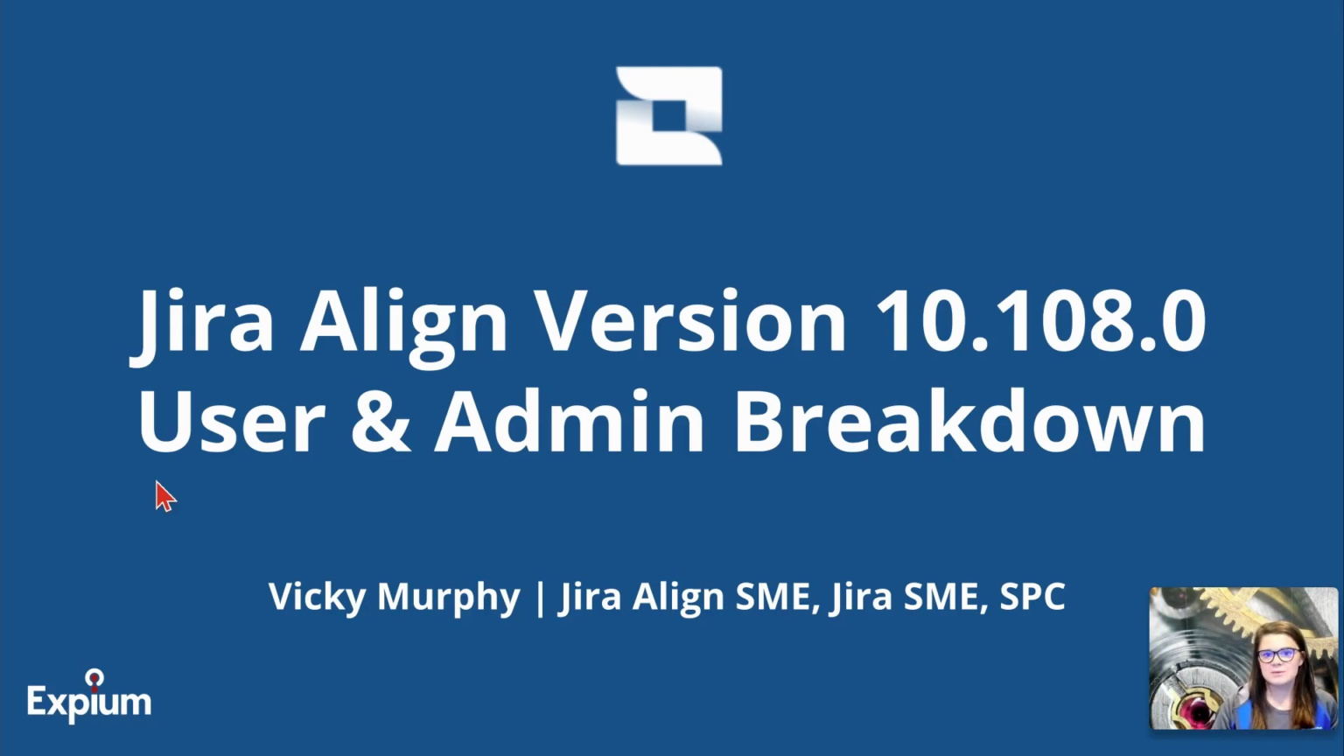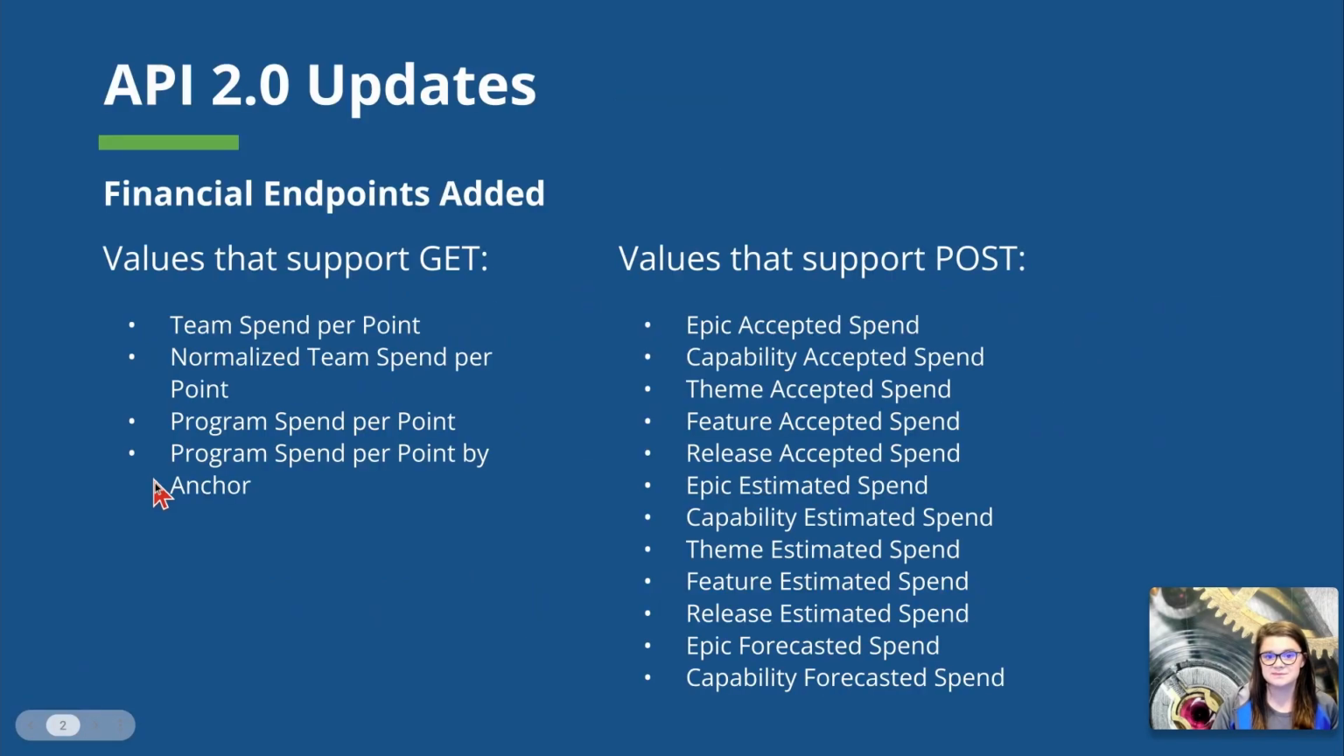In this video, I'll be breaking down the updates to Jira Align for both end users and administrators with the release of version 10.108. This version was released to Jira Align instances on the continuous release track, which is probably your test environment if you have one, on June 3rd, 2022, and it will be released to production instances on June 17th, 2022. With that, let's go ahead and jump into the details of this release.